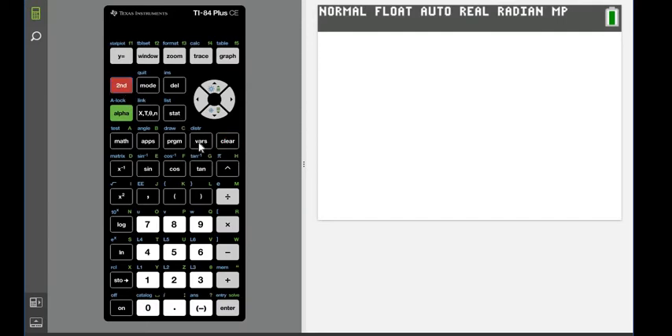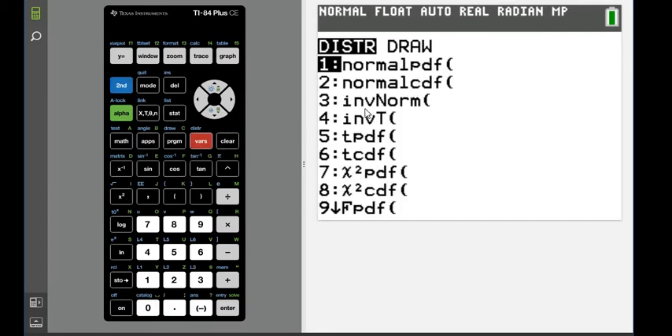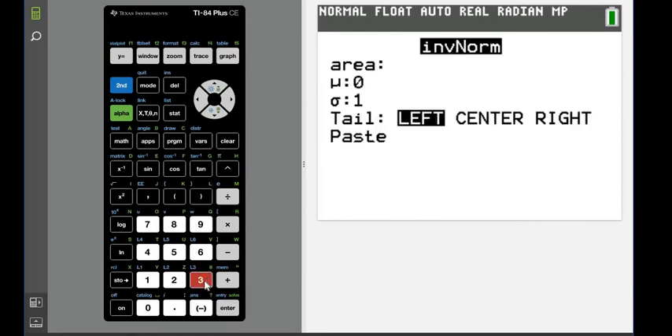Now, to find ZC, if it's not in the table, the easiest way to do this is to go to Second Distributions. And we're going to use the inverse norm. Because we're dealing with a z-score, we would use option 3. And the area is always going to be 1/2 of 1 minus the level of confidence. So in this case, it would be 0.95. And I'm going to choose left on this one. I am going to show you both ways on this because most calculators don't have the left, center, right option yet. This is a new feature in the newer color editions of the TI-84 Plus.